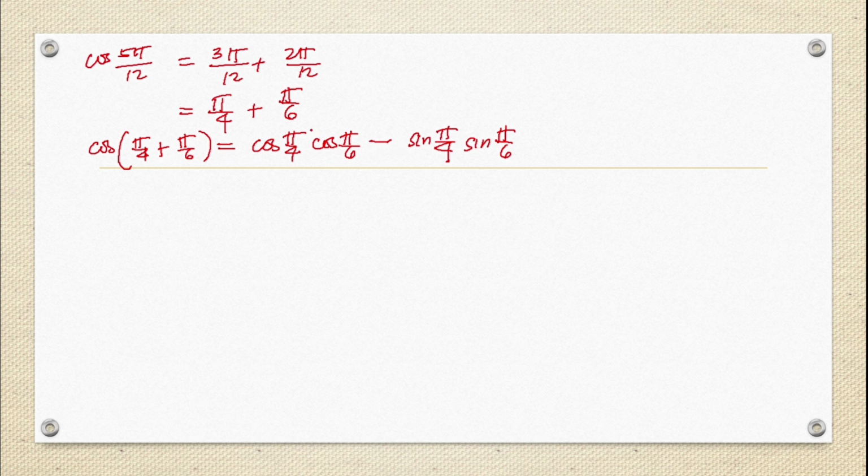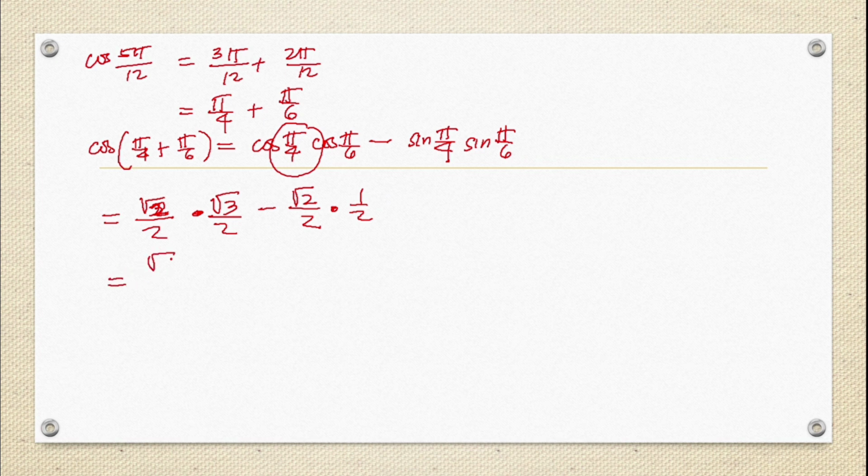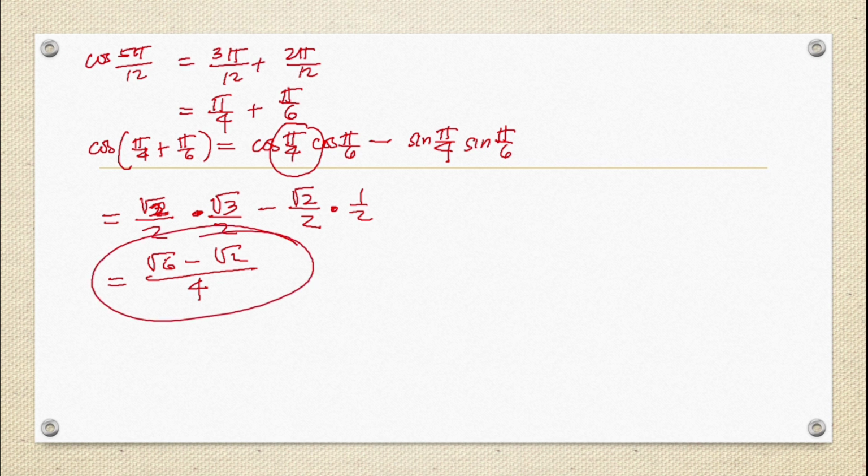So what is cosine pi over 4? Cosine pi over 4 is equal to, no, the square root of 2 over 2, because this is 45 degrees, times the square root of 3 over 2, minus the square root of 2 over 2 times 1/2, because this is 30. Okay, so we have here square root of 6 minus square root of 2 over 4. So this is the final answer for cos 5 pi over 12.